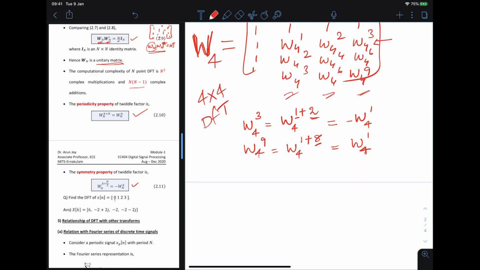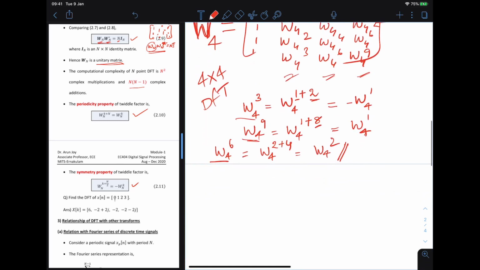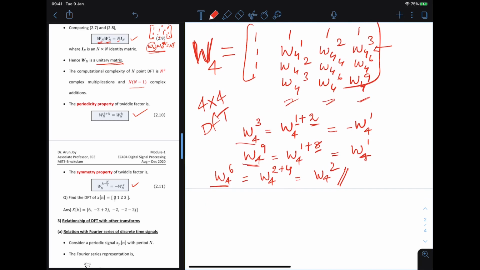And similarly, what about W4 raised to 6? W4 raised to 6, I can write it as W4 raised to 2 plus 4. So this is your direct periodicity property. That is the same as W4 square. So that way you don't have to find all these elements. These are intuitive. After you practice, you will know where you can apply the periodicity property and where you can use the symmetry property. So now after doing all this, I can modify my DFT matrix.